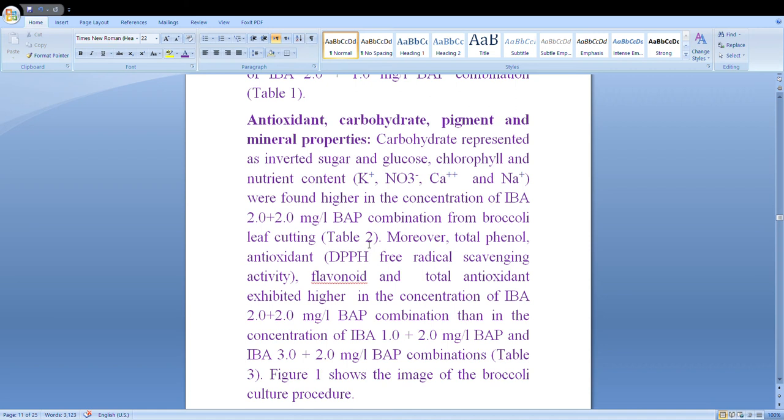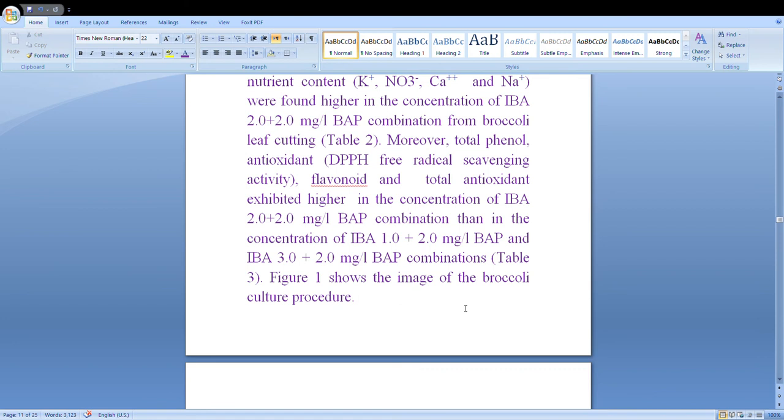Moreover, total phenol, antioxidant, DPPH free radical scavenger activity, flavonoid and total antioxidant exhibited higher in the concentration of IBA 2 plus 2 milligram per liter BAP combination than in the concentration of IBA 1 plus 2 milligram per liter BAP and IBA 3 plus 3 milligram per liter BAP combinations. Table 3 we can see. Figure 1 shows the image of the broccoli culture procedure.